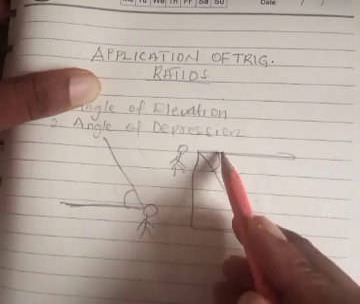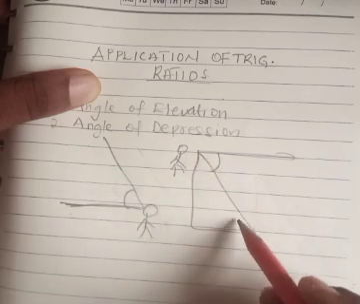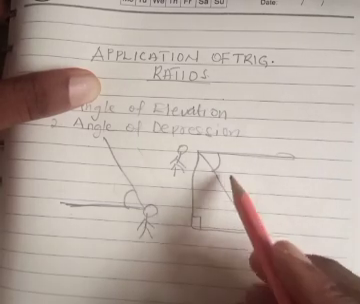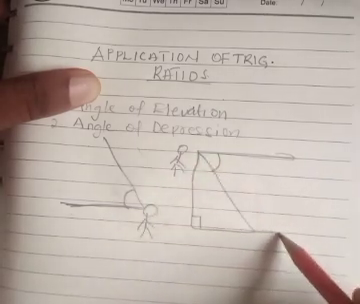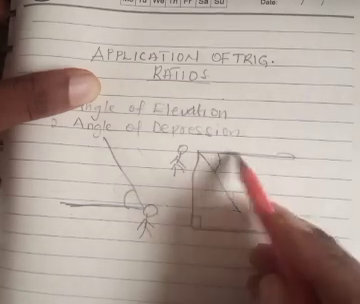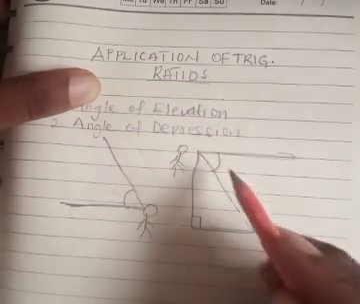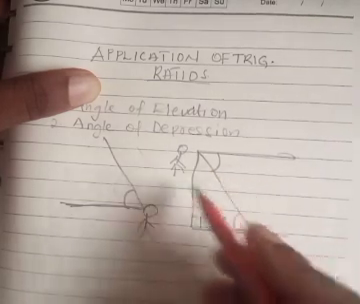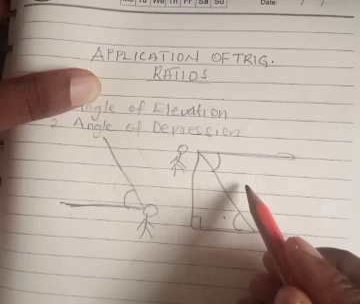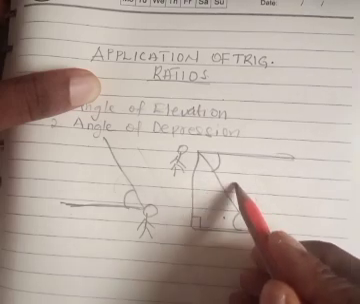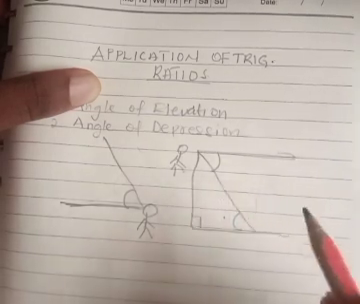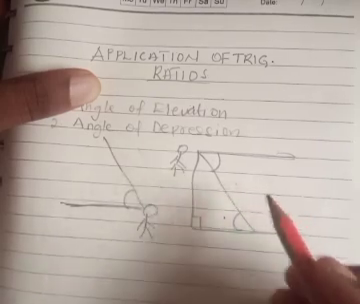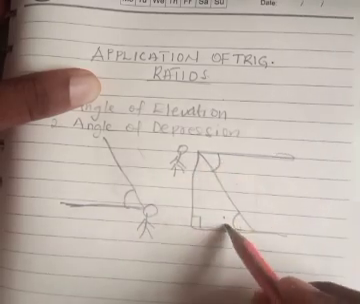All right, so we must have the angle within the right-angled triangle before we use it to solve problems. So we use a concept called alternate angles, which we learned already. This is parallel to this, right? And this is a transversal. So the angle here is equal to the angle here. So by implication, angle of depression is always equal to angle of elevation. So if here is 50, here will also be 50.